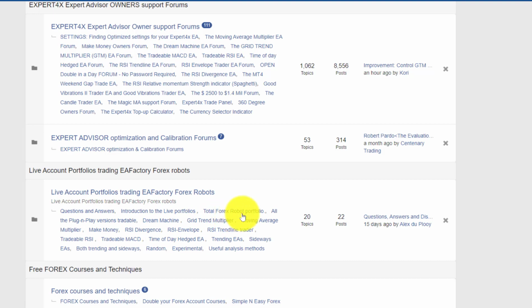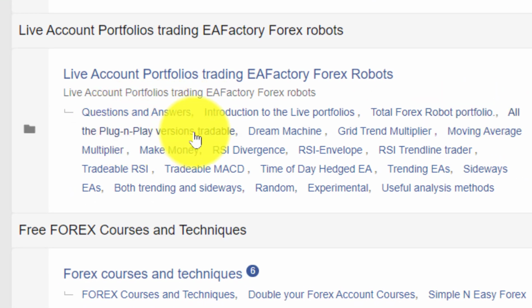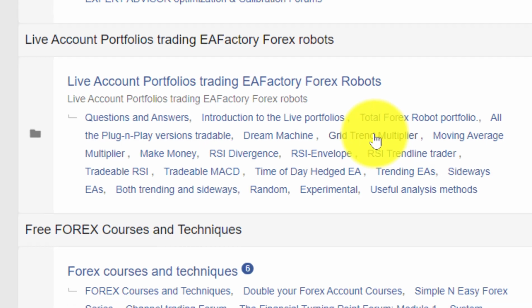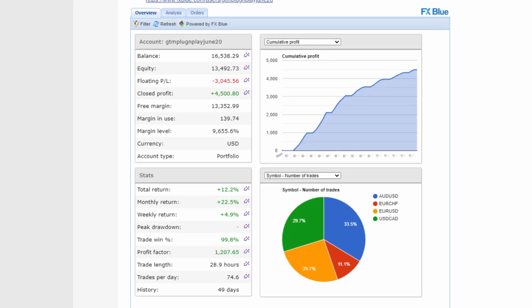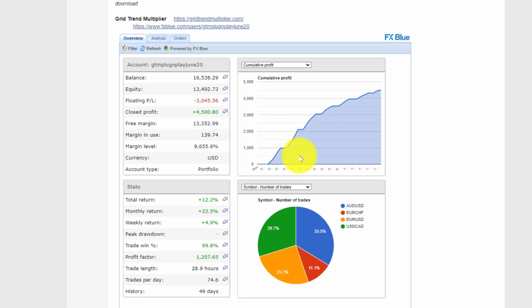And you can see I've got a total portfolio, and I've got the plug and play version portfolio. Plug and play consists of the Dream Machine, Grid Trend Multiplier, and the Moving Average Multiplier. And then I have the individual portfolios underneath that. And we're going to look at the Grid Trend Multiplier today. So I'm clicking on that. And there we are. There's the Grid Trend Multiplier's results.